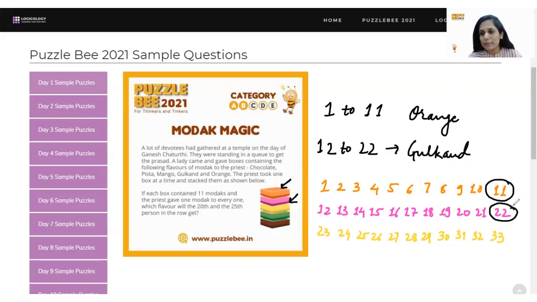Then again the next 11 people. So we reached 33. So similarly, till 44, they will get the next flavor. Then 55. Now if you have an endless supply of modaks, this will keep increasing by 11 every time. This is with the assumption that you have 11 modaks in every box.